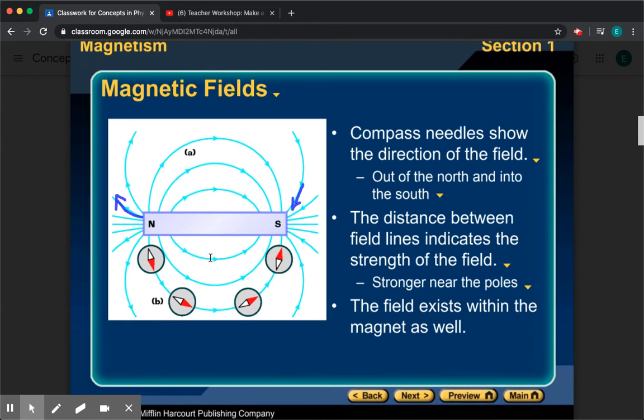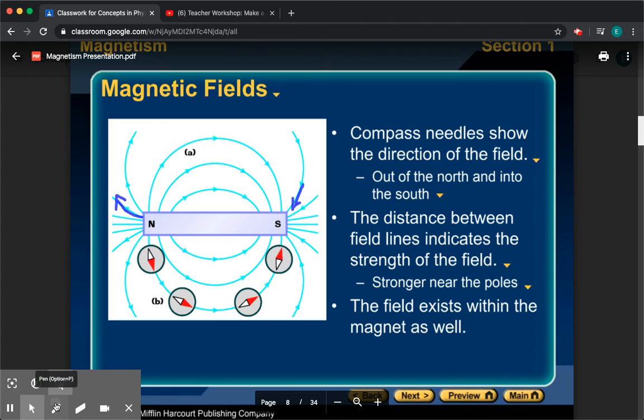And the spacing is another way to represent the strength of the field. The closer the lines are together, the stronger the field. Notice that the closer you are to the magnet, let's talk about this gap. Look at this gap.